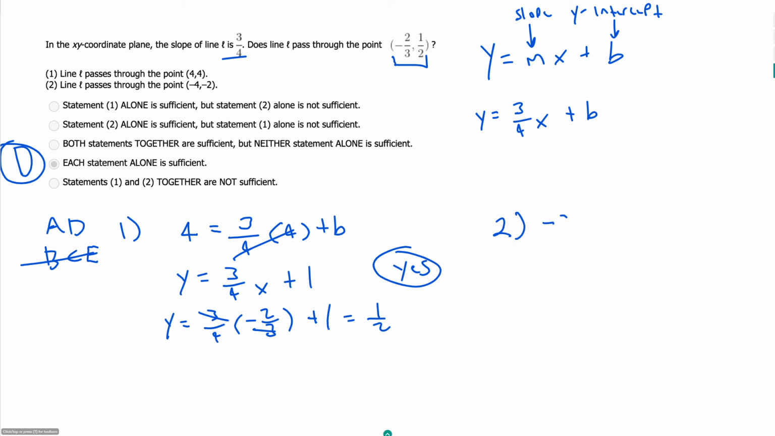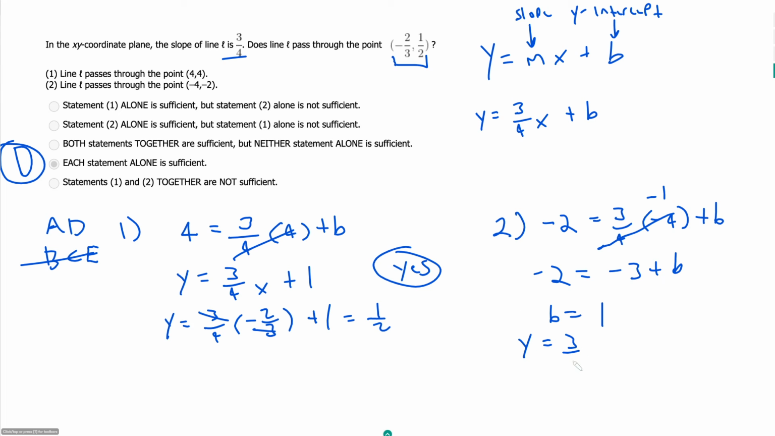So we should have negative 2 is equal to 3/4 times our x, which is negative 4, plus b. So here, this cancels out, and this leaves us with a negative 3 here. So we get negative 2 is equal to negative 3 plus b. And again, b is equal to 1. So we are left with the same equation. y is equal to 3/4 x plus 1.